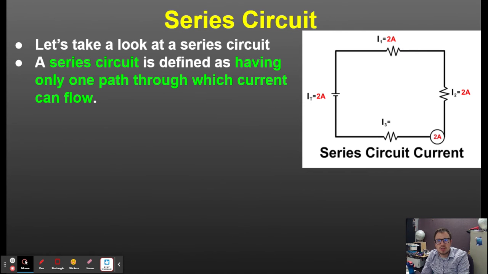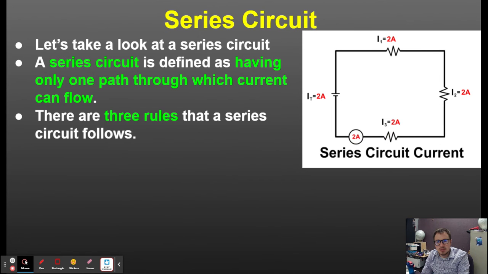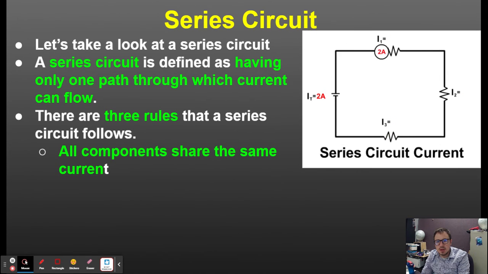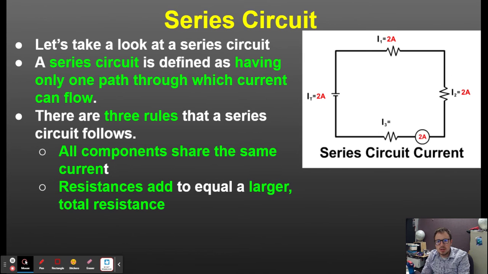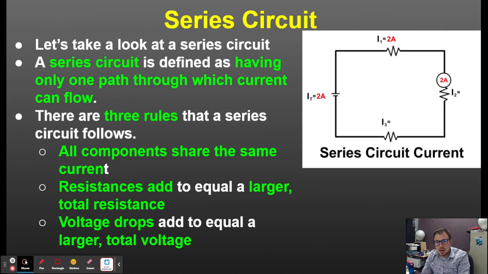So let's look at a series circuit. It's defined as having only one path through which the current will flow. So notice, it's like a series. They're all connected in series. There are 3 rules that a series circuit must follow. All components share the same current. Resistances add to equal a larger total resistance. And voltage drops add to equal a larger total voltage. So what's happening here is that the current is flowing through all those resistors, and at each resistor there's going to be a voltage drop at every single one of them.